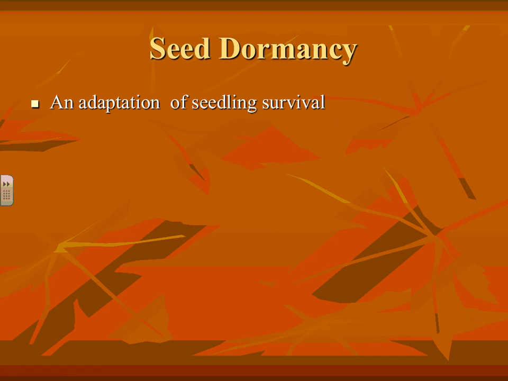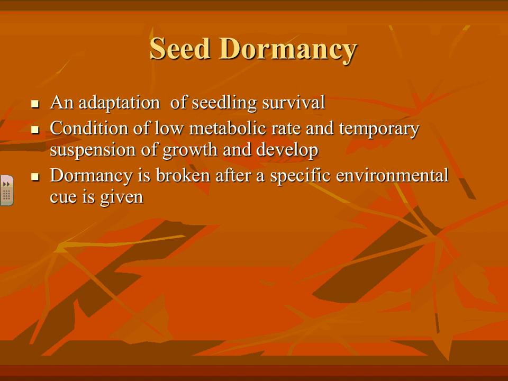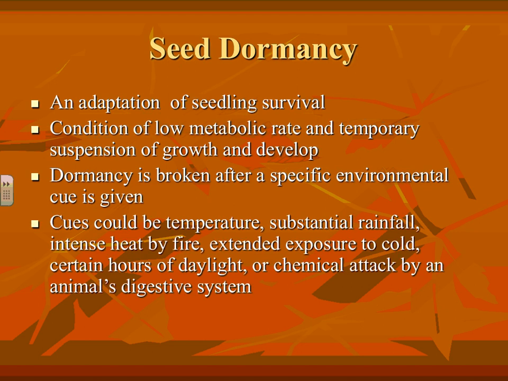Seed dormancy is an adaptation that some seeds have undergone to survive different conditions. Now, a condition of low metabolic rate, things kind of slow down, that's what this means when we say dormant. They don't grow, they don't carry on photosynthesis, everything is on pause. Dormancy is broken after a specific environmental cue is given. Cues could be a difference in temperature or a lot of rain.